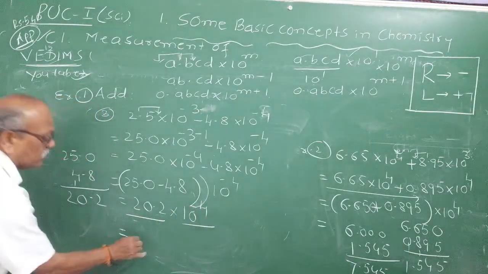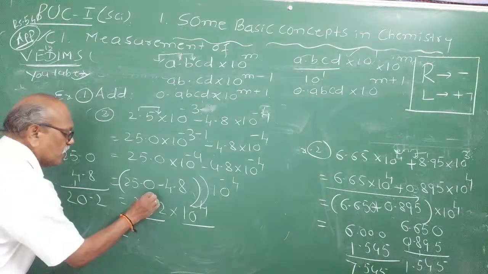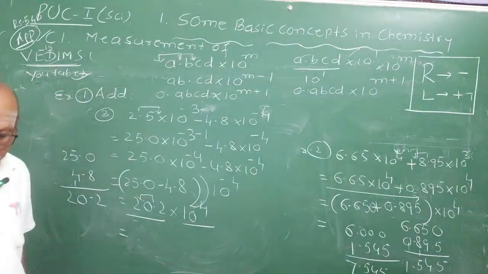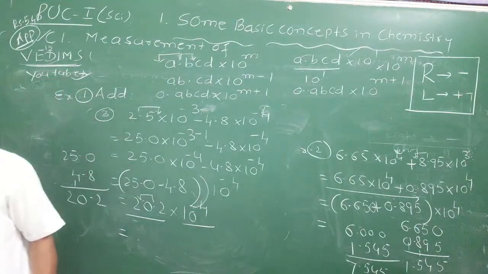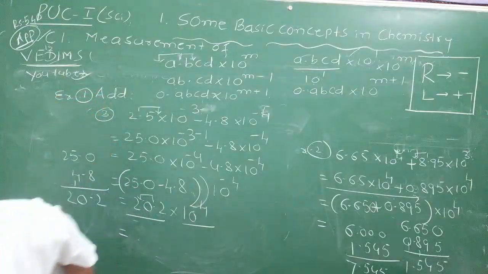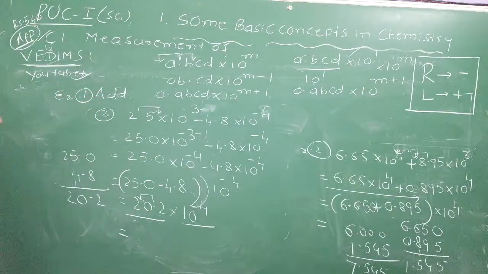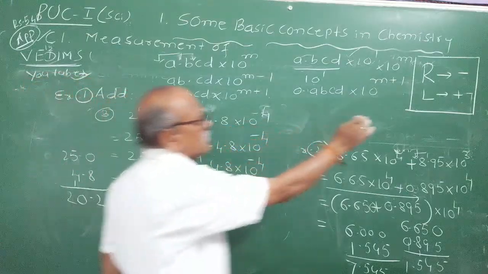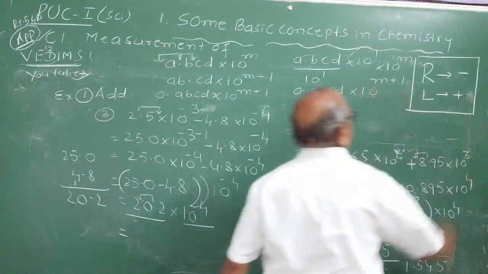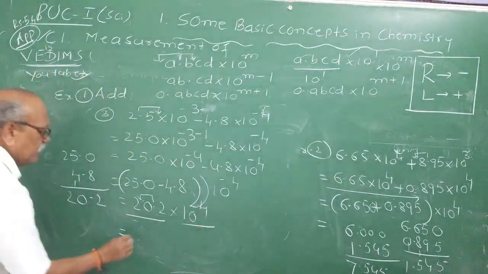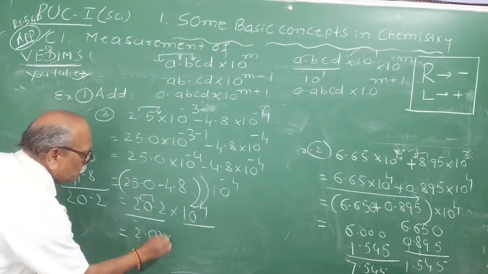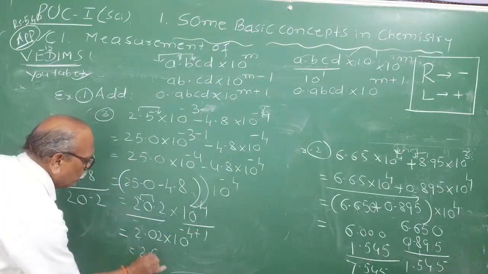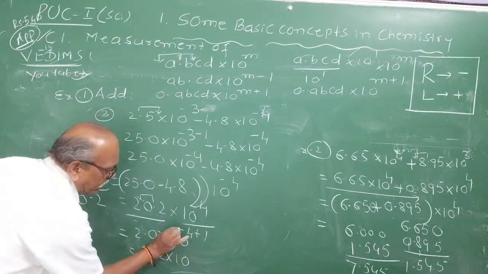Is it in the scientific notation? No. Then you have to convert it into scientific notation by shifting the decimal point to the left. Clear? To shift the decimal point to the left, what is the rule? The rule is add. See, 2.02 into 10 raised to minus 4 plus 1.